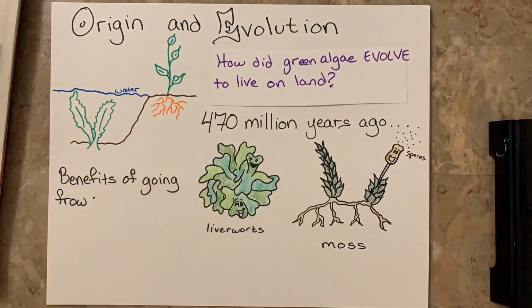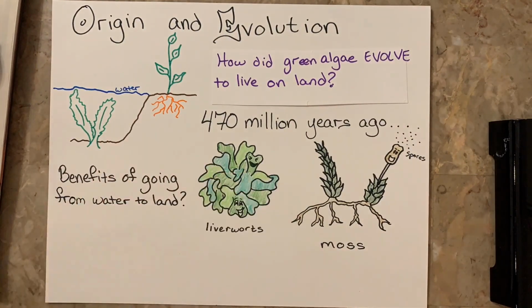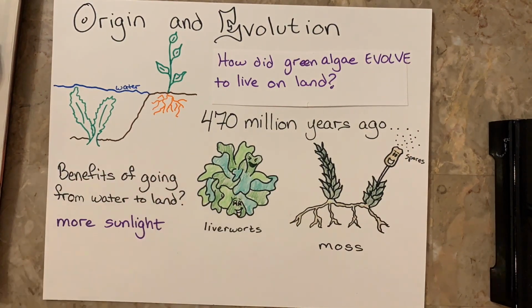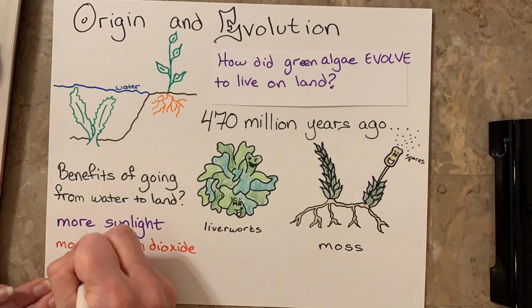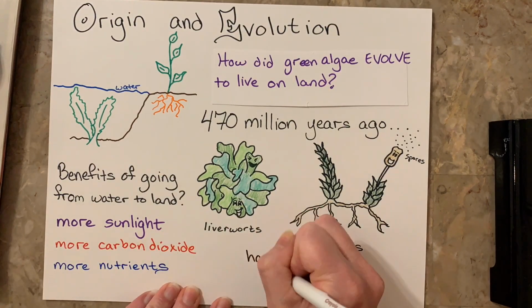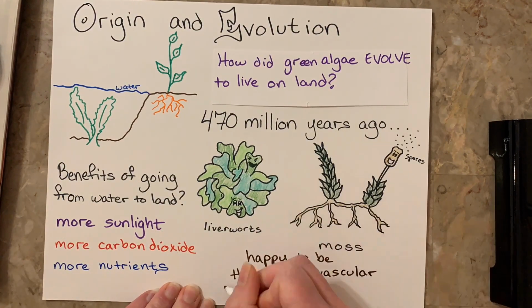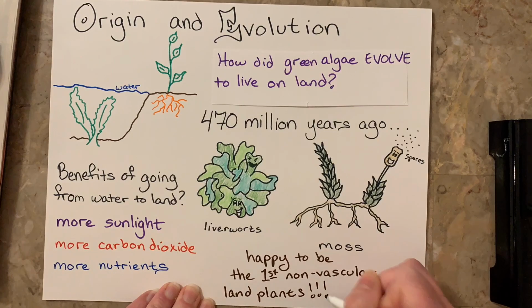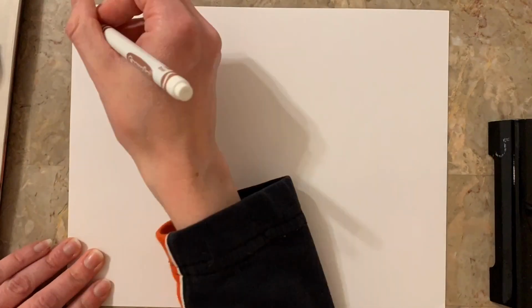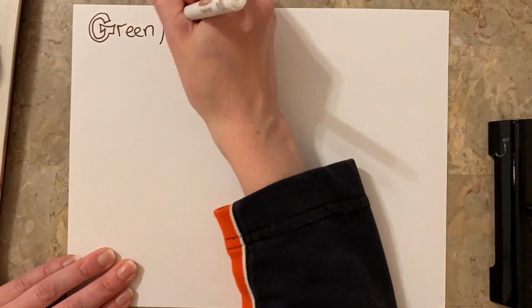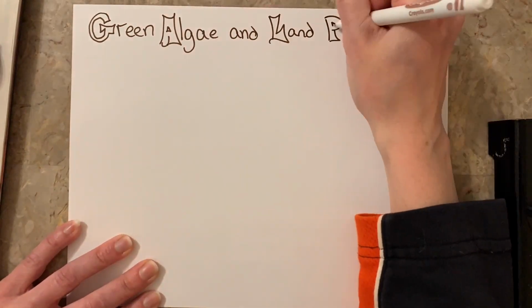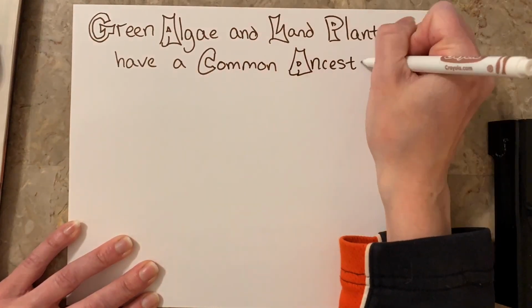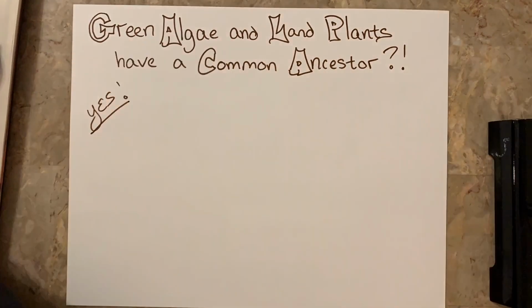One might wonder why suddenly green algae decided that it was going to evolve to live on land. Well, there were many benefits to being on land, including more sunlight, more carbon dioxide, and more nutrients from the soil. So green algae and land plants have a common ancestor.